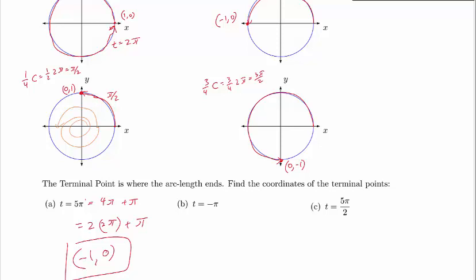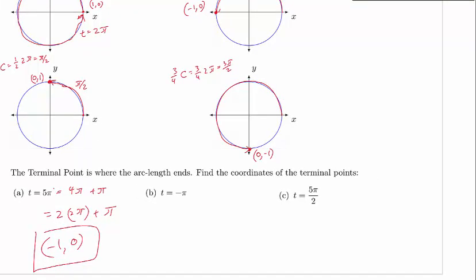Alright, so next one. -pi. What does that mean? That means pi by itself, that is halfway around the circle. But it's negative, so we're going in the clockwise direction. So that means we're starting off here and we're going this direction. And what is the terminal point going to be there? Well, it's simply -1, because that would be the x-coordinate, and 0, because that places us right there. Okay?